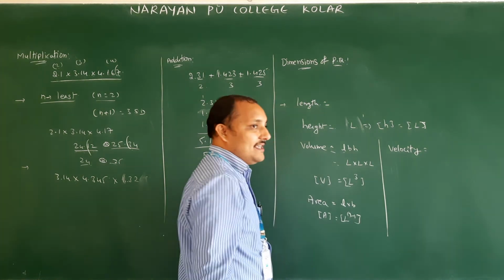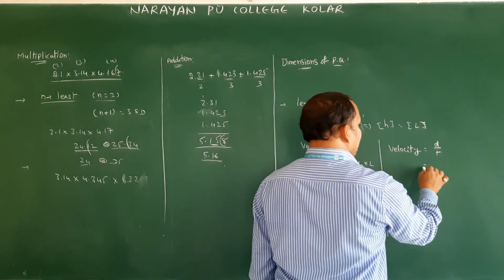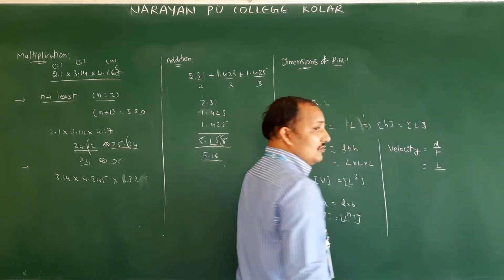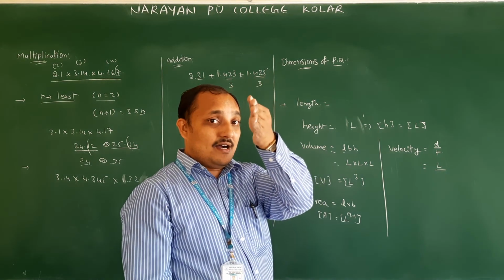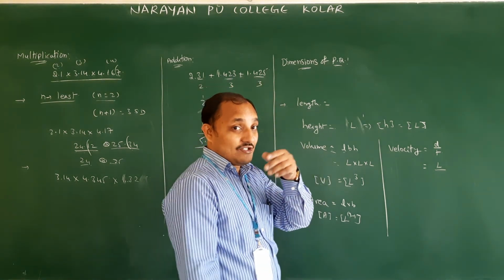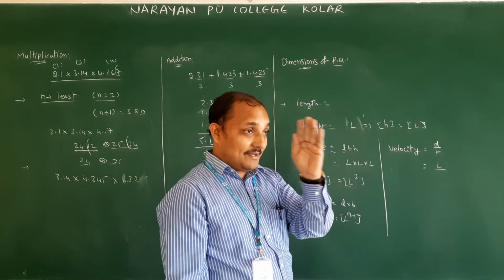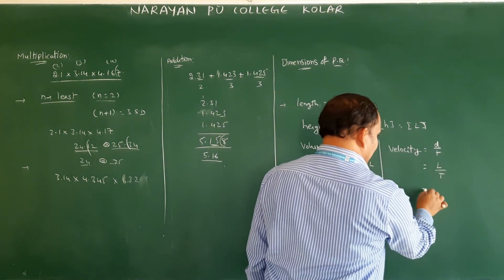So velocity is equal to, what is the definition? Displacement by time. So displacement is going to be denoted by L. So we wrote fundamental physical quantities, 7 fundamental physical quantities: length, mass, time. I told you representation also. Length is going to be denoted by capital L. Mass is going to be denoted by capital M. Time is going to be represented by capital T.